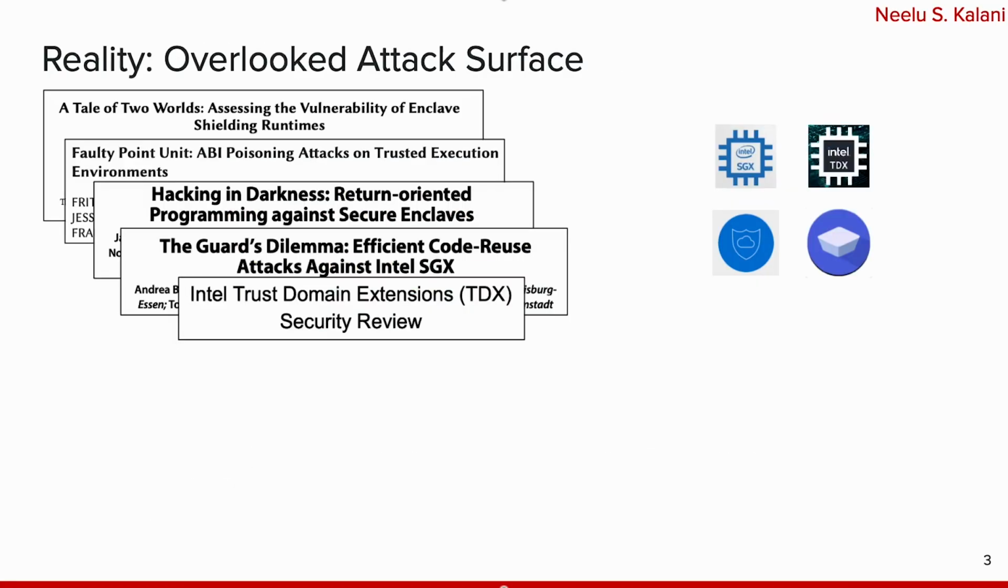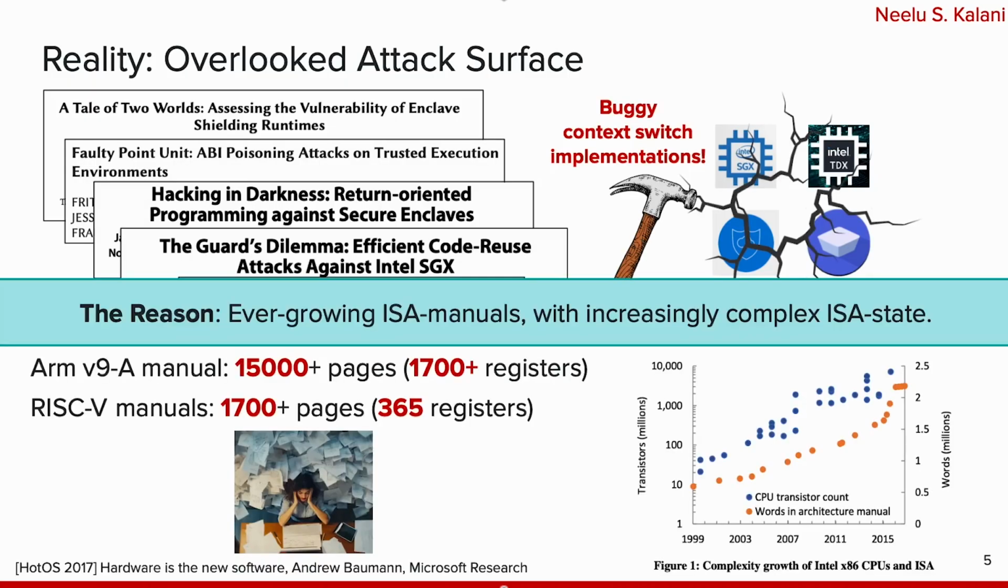However, in practice, even in industry standard software, there are bugs in context switch implementations. And the reason for that is the ever-growing instruction set architecture manuals and hundreds and thousands of complex registers in the ISA state. The trend is the same across different architectures, whether it be ARM, RISC-V, or x86. Just forgetting to swap a single bit in those hundreds or thousands of registers can cause information leaks.